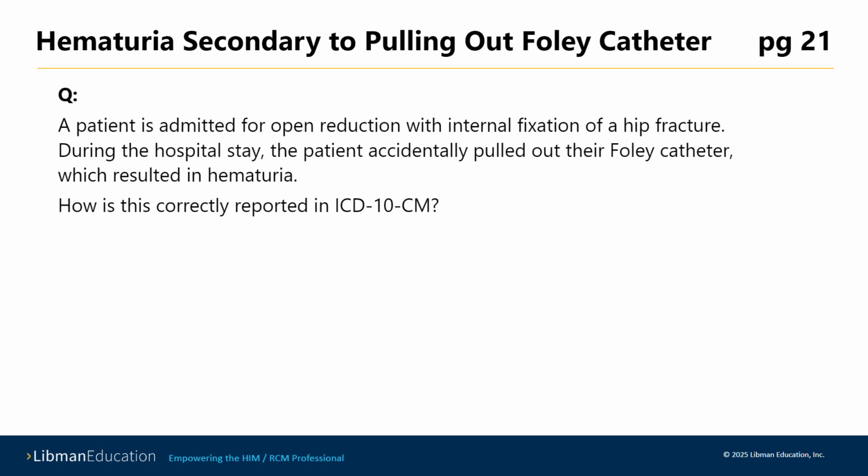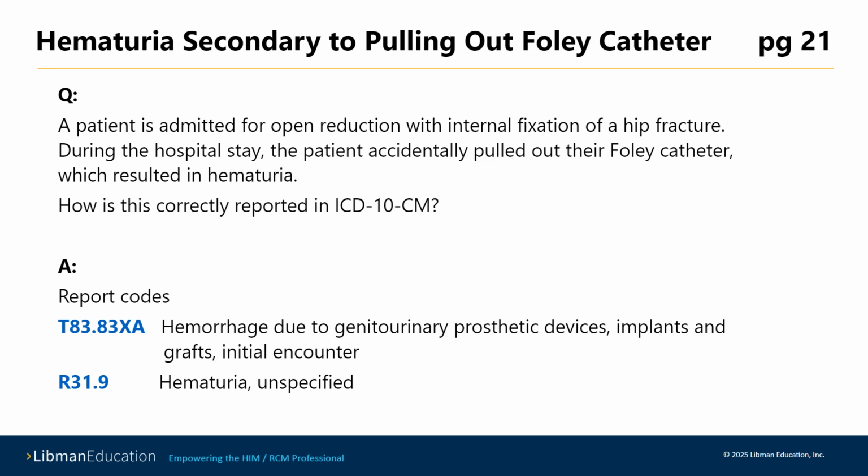This patient is admitted for open reduction with internal fixation of a hip fracture. During the hospital stay, the patient accidentally pulled out their Foley catheter, which resulted in hematuria. How is this coded in ICD-10-CM? Coding Clinic advises to report codes T83.83XA, hemorrhage due to genitourinary prosthetic devices, implants and grafts, initial encounter, and R31.9 hematuria unspecified.